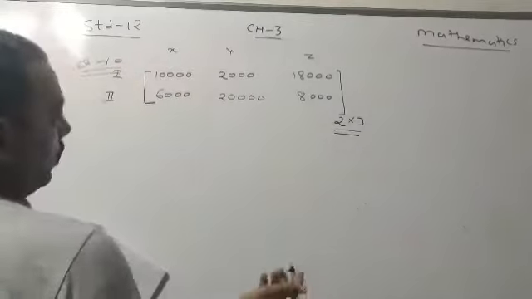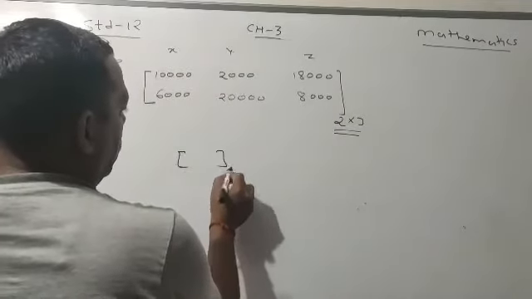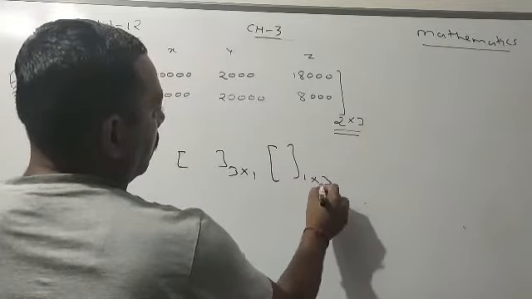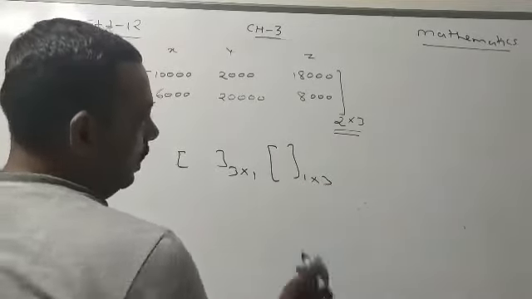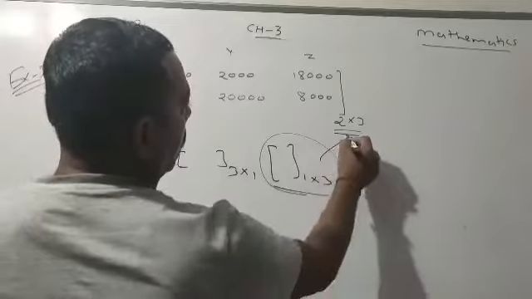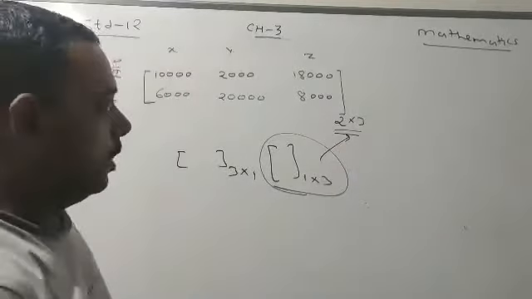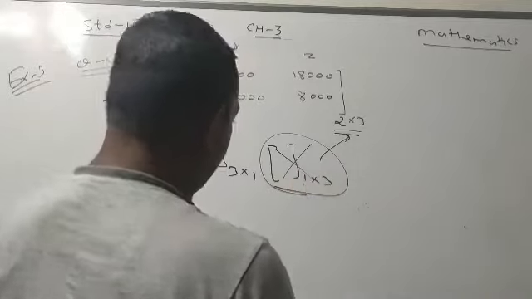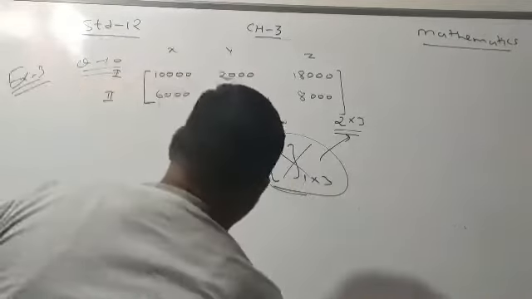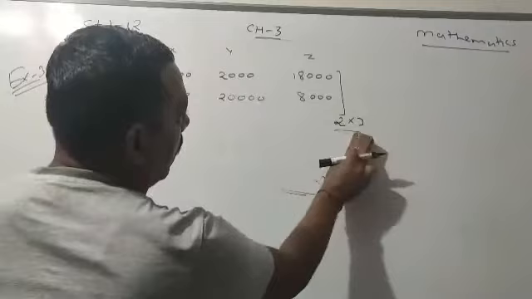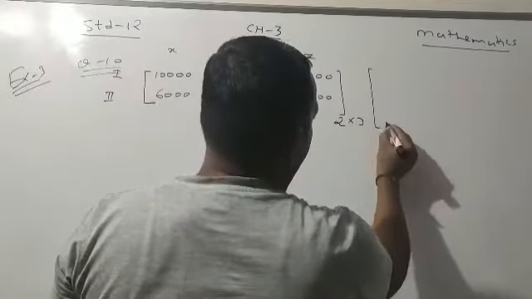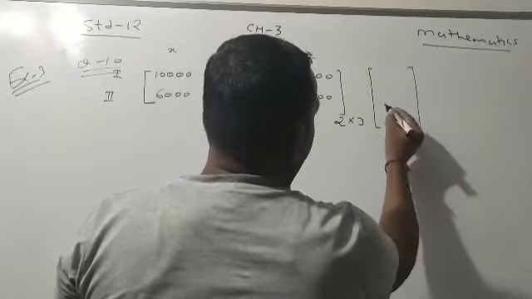Obviously we have only 2 choices. Either we write a matrix with 3 by 1 or 1 by 3. Now it's a question of common sense. If I write 1 by 3 order, multiplication is not possible because this will be 3, this will be 1. So this choice is not possible. So only this choice we have to choose. So now we will write 3 by 1. This will be the selling price.